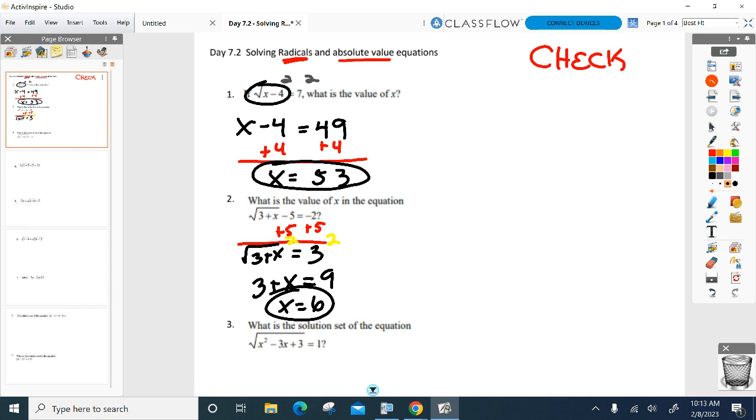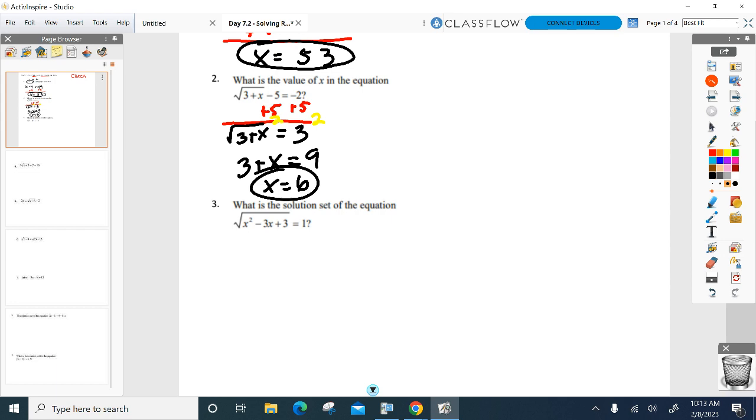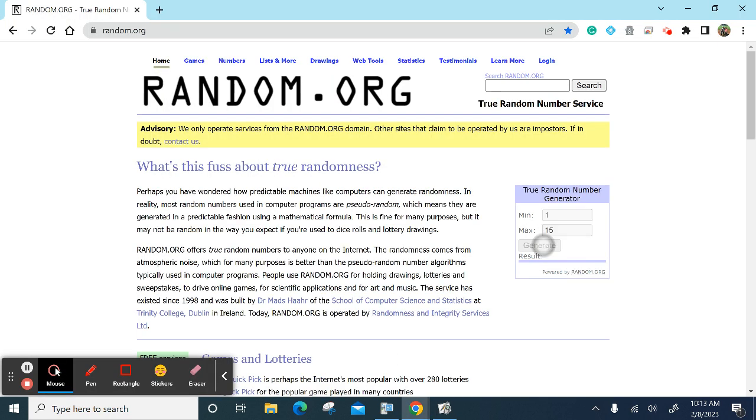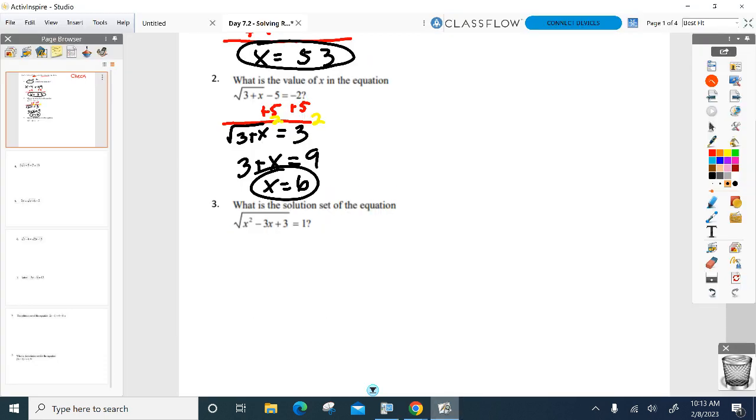Is everyone good so far? Nothing different? All right, now they start getting a little bit more difficult. Number 3, is the radical by itself on one side? Yes or no? Yes, it is, completely by itself. So now you can square both sides. The radical disappears. 1 squared on the right side is just 1.